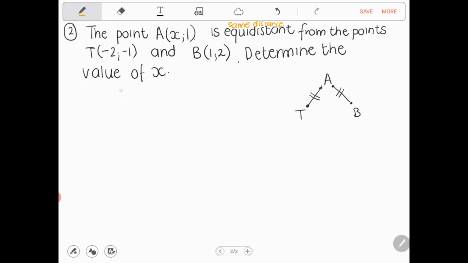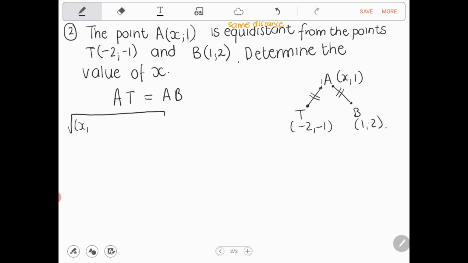I know that AT has to equal AB. But I don't know the length of AT, and I don't know the length of AB. So let's just write these on here. I'm going to find the length of AT, and I'm going to make it equal to the length of AB. So how do we find the length of AT?